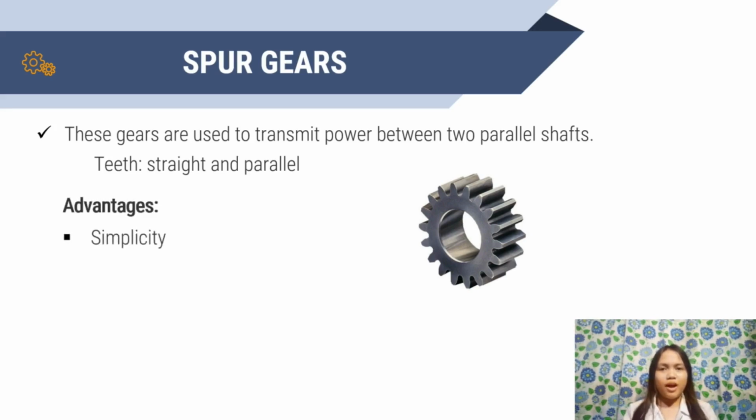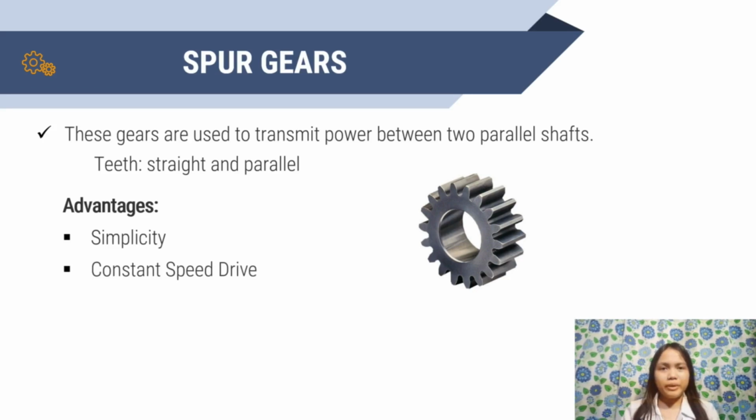Spur gears provide several benefits to industrial applications and processes, including simplicity, which results in a compact design that makes them easy to install even in limited spaces. Constant speed drive: these gears can increase or decrease shaft speed with a high degree of precision at a constant velocity.